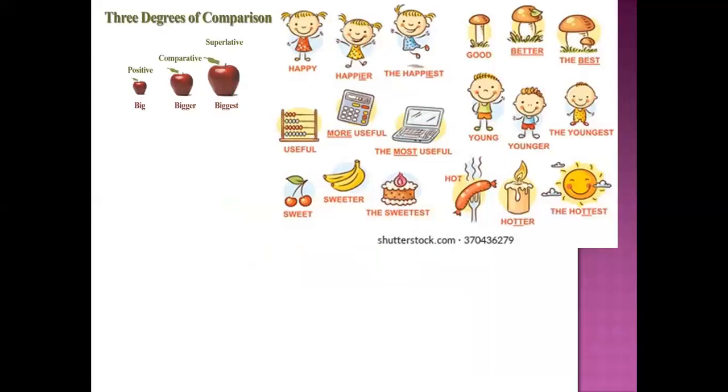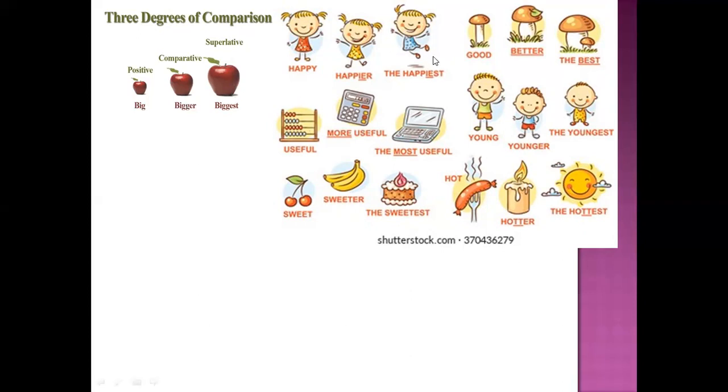And another important part of this is comparison of adjectives. Can you remember? There are 3 degrees of comparison: positive, comparative, and superlative. Positive. Now look at the first example, that is big, and the comparative one is bigger. That means when we are comparing two items, we have to follow this way. And the third one is superlative form, the top level.